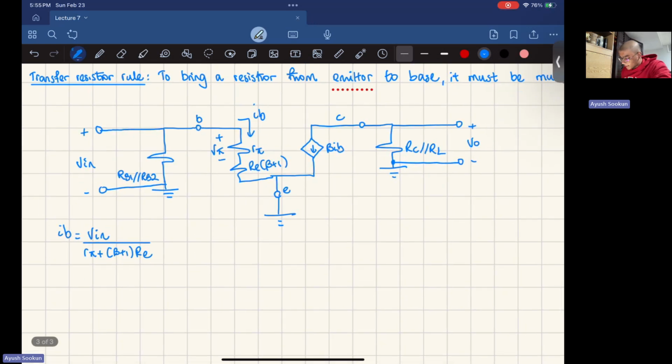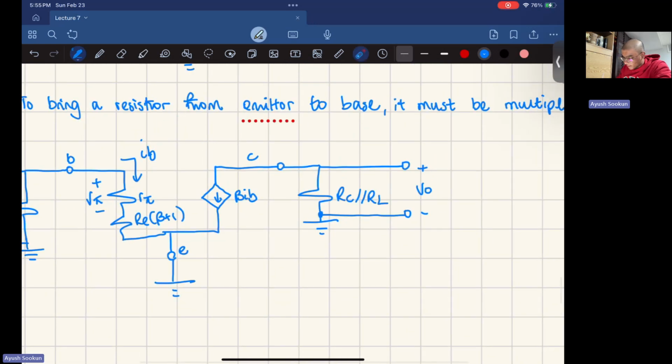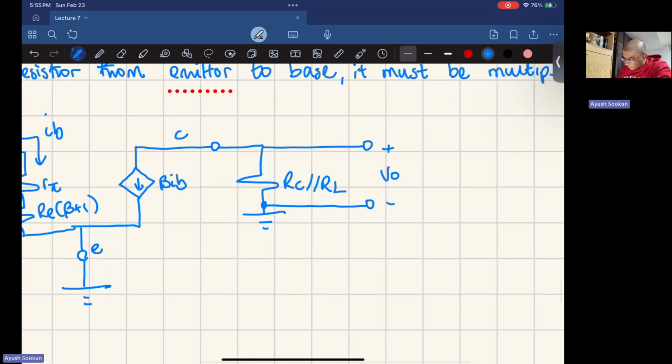Okay? And the second equation I can see is, if you look over here, this is an open circuit. And we know that the current flowing through here is beta IB. So that means the current flowing through this resistor right here has to be beta IB. So again, I can apply Ohm's law. We have 0 minus V0 over RC parallel RL is equal to beta IB, because I know the current here is beta IB.